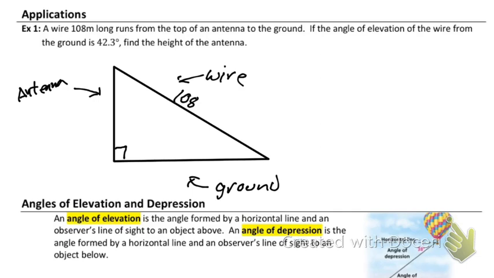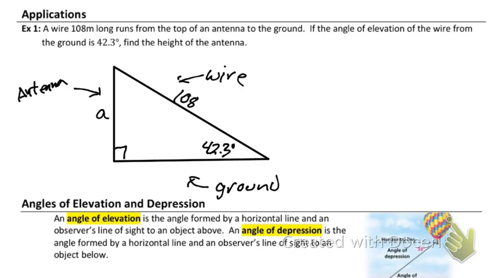If the angle of elevation of the wire from the ground is 42.3 degrees, then we'll kind of look down here. An angle of elevation is the angle formed by a horizontal line and the observer's line of sight to an object above. So when we're talking about angle of elevation, they're doing the ground up. So that's going to be your angle of elevation. It is going up. So this is going to be my 42.3 degrees. And that just says find the height of the antenna. Let's call the antenna A.